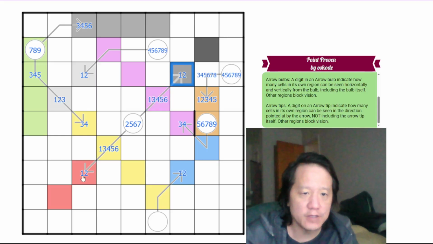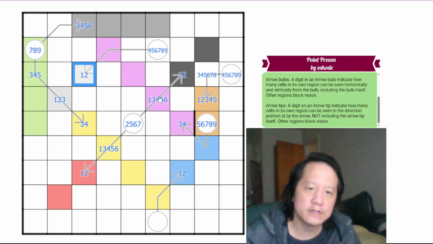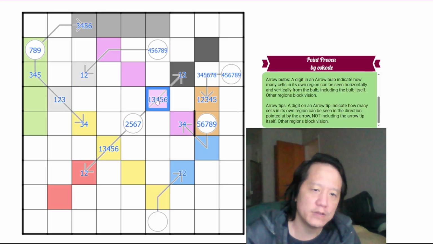Because these are definitely the same digit. They add up to different digits. If these are different digits, that would eliminate all possibilities for that cell and that cell. And these are the same digit then because they add up to the same value.